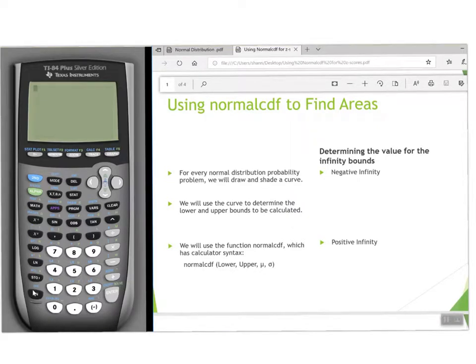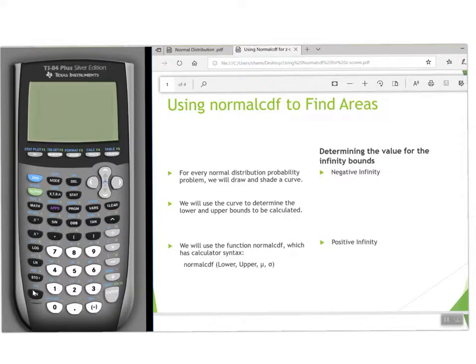In this video, we'll discuss how to find the probabilities for z-scores. I'm going to make a second video which will discuss how to find the probabilities for things that aren't z-scores, but this video will focus solely on z-scores. So for every normal distribution, we're going to draw these curves.